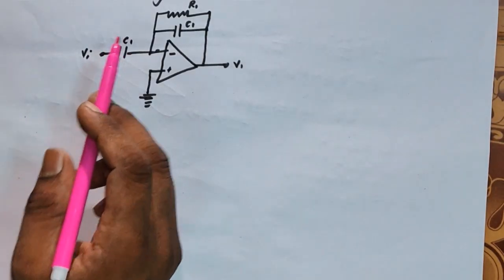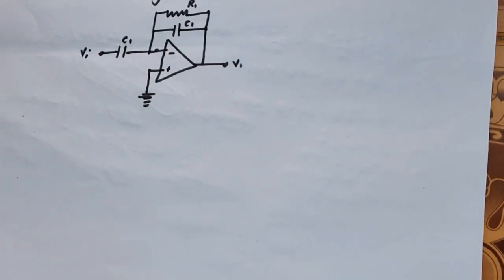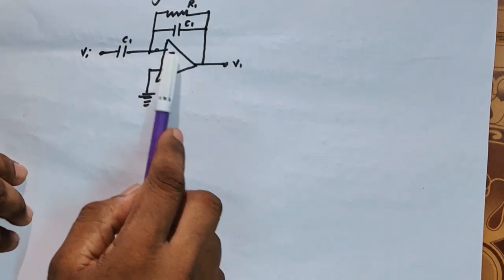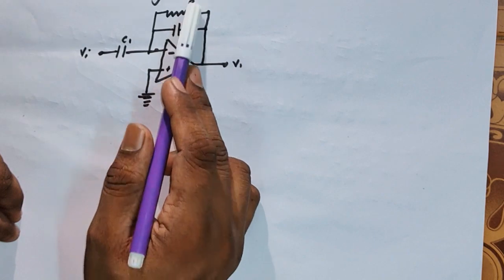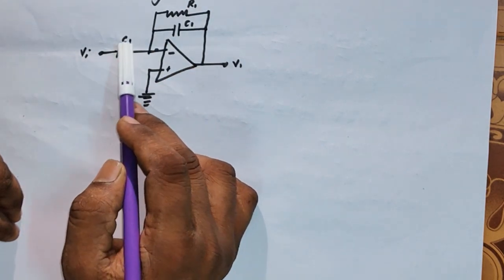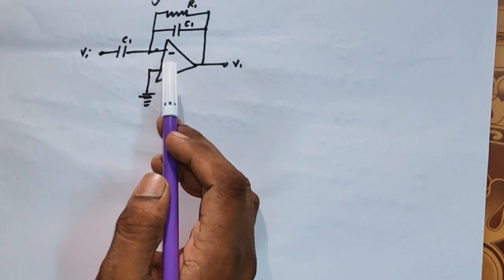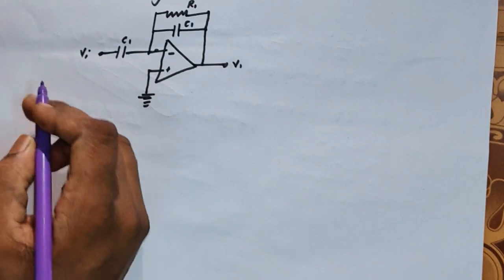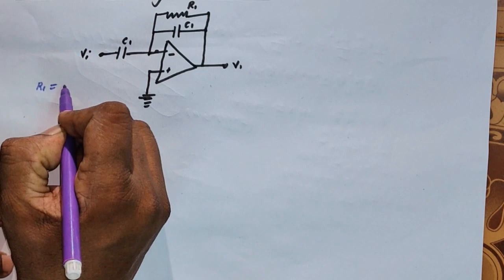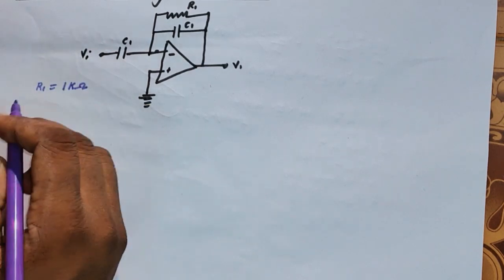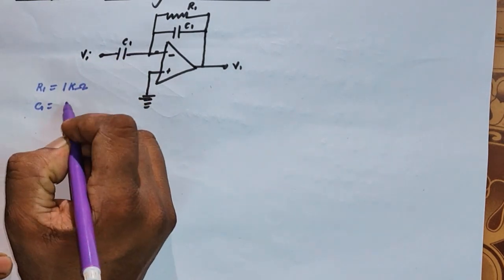Here in this figure it is shown that the input voltage is connected to the negative terminal of the op-amp, so it is an inverting amplifier. Along the feedback path there is a resistor and then a capacitor in parallel. The input voltage is connected through the capacitor C1. So here it is shown the resistor R1, that is a feedback resistor parallel to the capacitor, that value equal to 1 kilo ohm. Then the capacitor C1, that is connected to the input voltage in series.